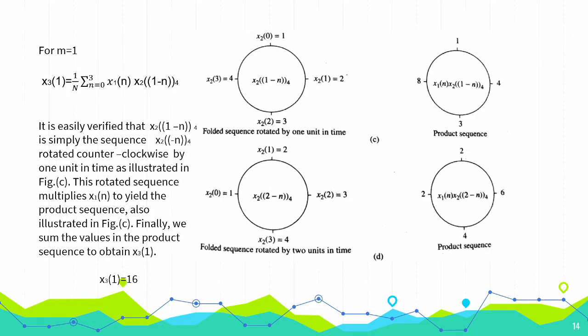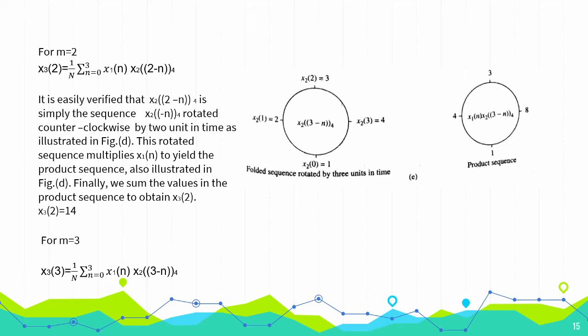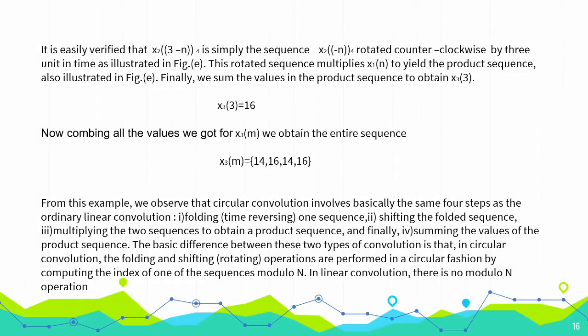Finally, we sum the values of the product sequence to obtain x3 of 0, which is equal to 14. For m equal to 1, we do the same process except m is taken as 1. It is easily verified that x2 of 1 minus n is simply the sequence x2 of minus n rotated counterclockwise by 1 unit in time, as illustrated in figure C. This rotated sequence multiplies x1 of n to yield the product sequence, also illustrated in figure C. Finally, we sum the values in the product sequence to obtain x3 of 1, which is equal to 16. Repeating the same process for m equal to 2 and m equal to 3, we obtain x3 of 2 equal to 14 and x3 of 3 equal to 16. Combining all the values we got for x3 of m, we obtain the entire sequence: x3 of m is equal to 14, 16, 14, 16.